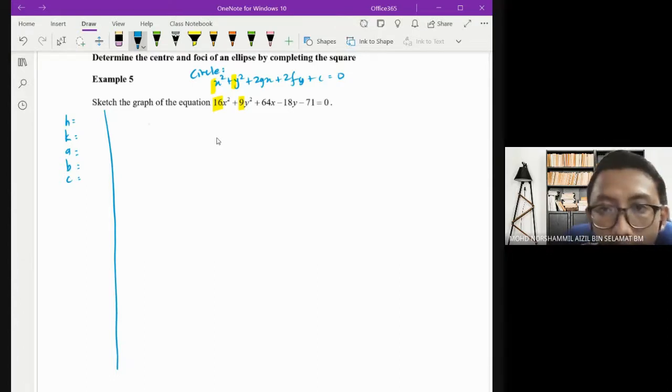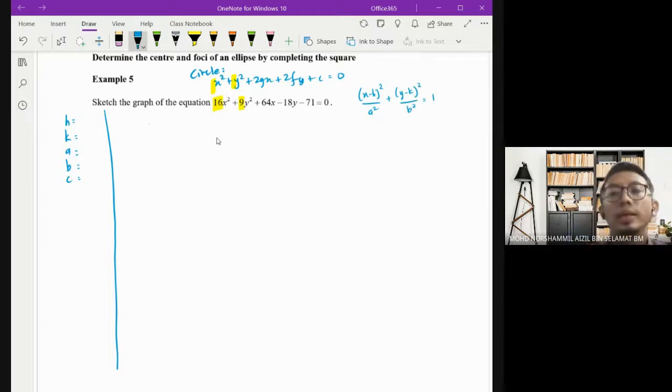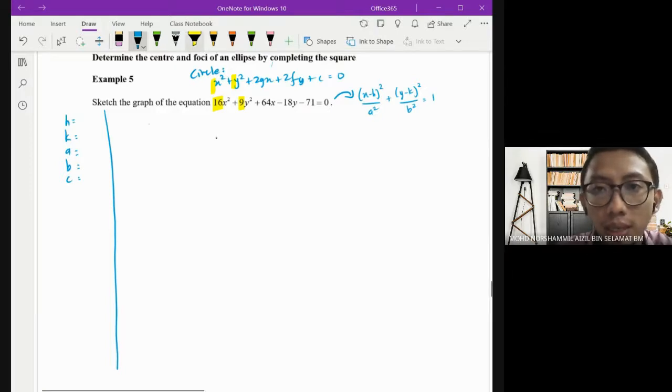Make it in the form of x minus h altogether square divided by a square plus y minus k altogether square divided by b square. Sekarang ni kita kena ubah semua equals to 1 lah. We need to change this equation into this form. This is the first idea. So how do we proceed? Macam mana kita nak proceed, guys? What kind of method? Alah, disebut pula dah atas ni, completing the square, betul?